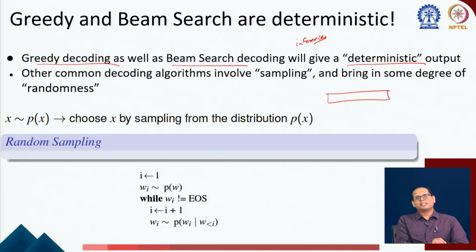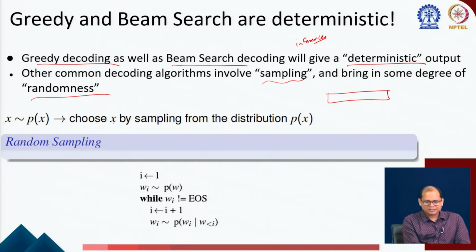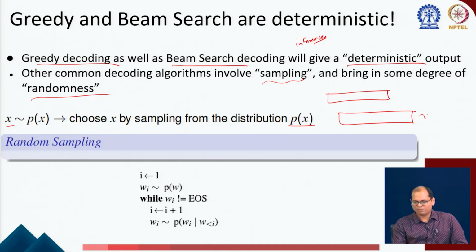So there are other decoding algorithms that help in this case, and they involve sampling. They have some randomness involved. You would sample a token rather than just selecting the highest probability or k highest probability tokens. So they bring in some degree of randomness. How do these work? Let's use this notation to denote that I am choosing x by sampling from a distribution P(x). And what is our distribution? It's the vocabulary. On my vocabulary space, I have a probability for each token to be generated. I want to choose x by sampling from this.